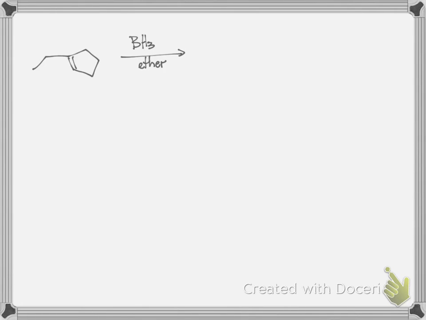This screencast shows the hydroboration of an alkene to make an alcohol. The reaction of hydroboration of an alkene is a concerted reaction, which means that all the bond forming and bond breaking happens at the same time.